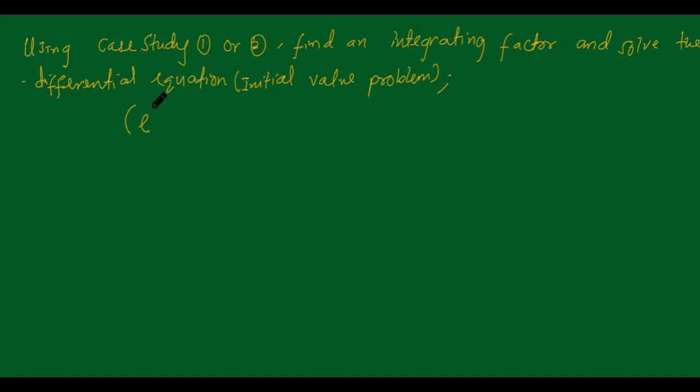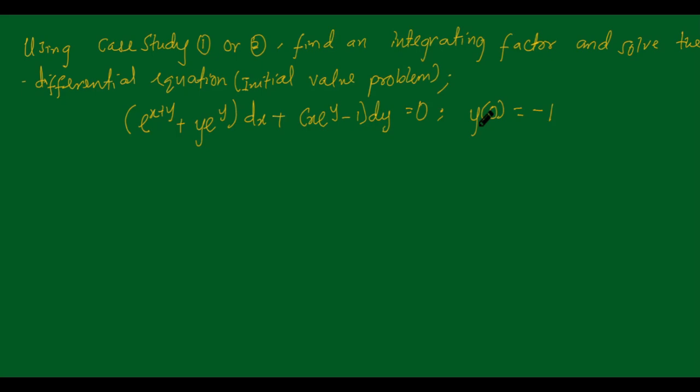e raised to the power of x plus y plus y e raised to the power of y dx plus x e raised to the power of y minus 1 dy is equal to 0. And the initial condition we are given is that the value of y when x is equal to 0 is minus 1. So we've seen something similar to this expression, so I don't think it should be strange to any one of us.